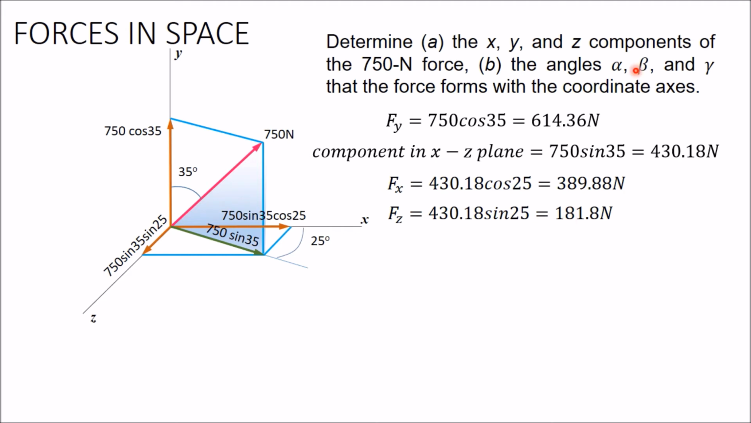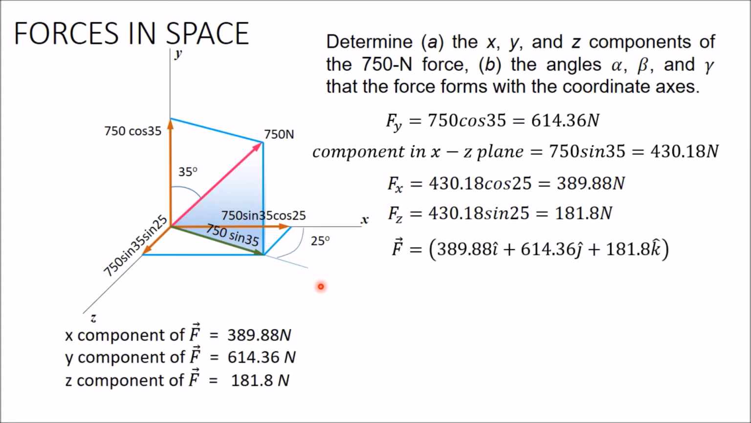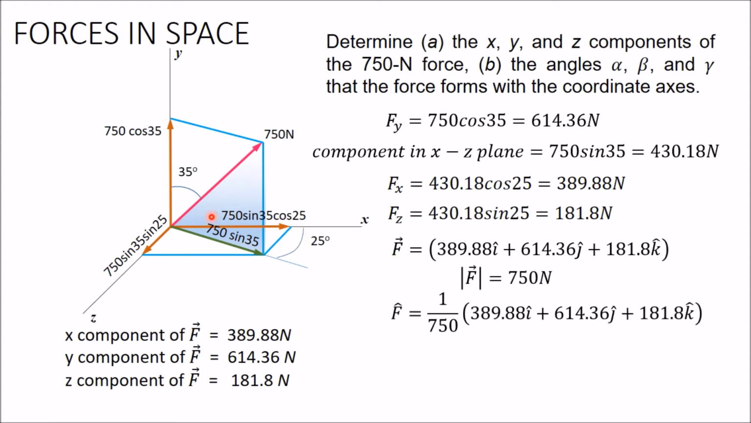It is asked for three components, the x, y and z components. So the first answer is, our three components are 389.88, 614.36 and 181.8 Newton. Now this 750 Newton force can be represented in vector form as 389.88i, 614.36j and 181.8k. The magnitude of this force is 750 Newton. If you divide this force by its magnitude, you will get a unit vector along the direction of this 750 Newton force.